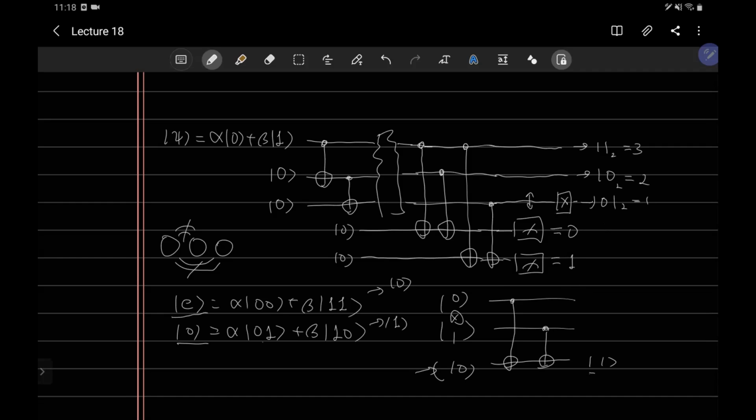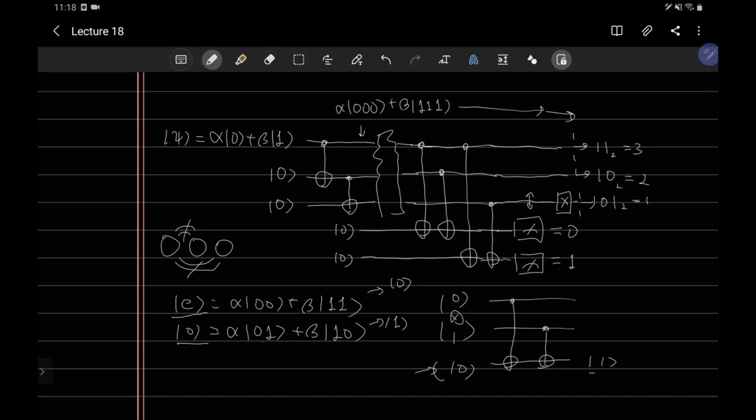And then we can see that the superposition state, like here, alpha 0, 0, 0 plus beta 1, 1, 1, will still remain after we correct it with the X gate at this point.